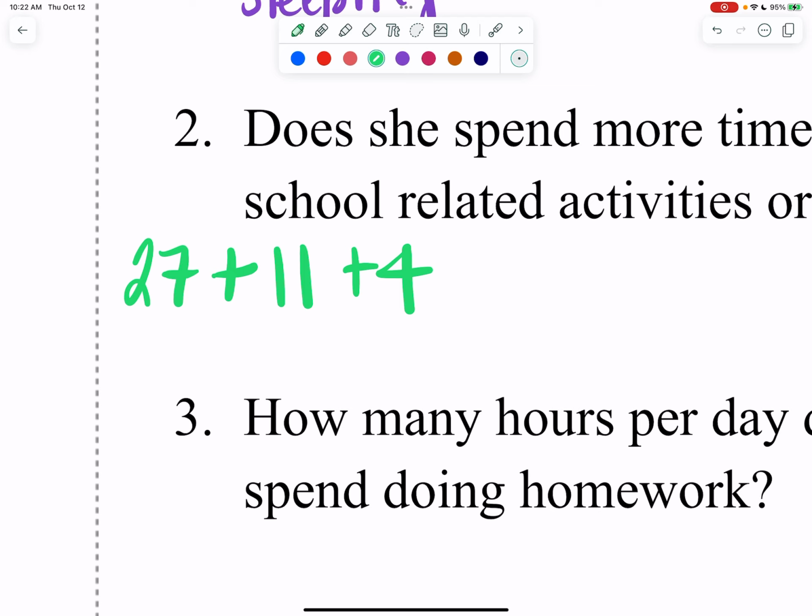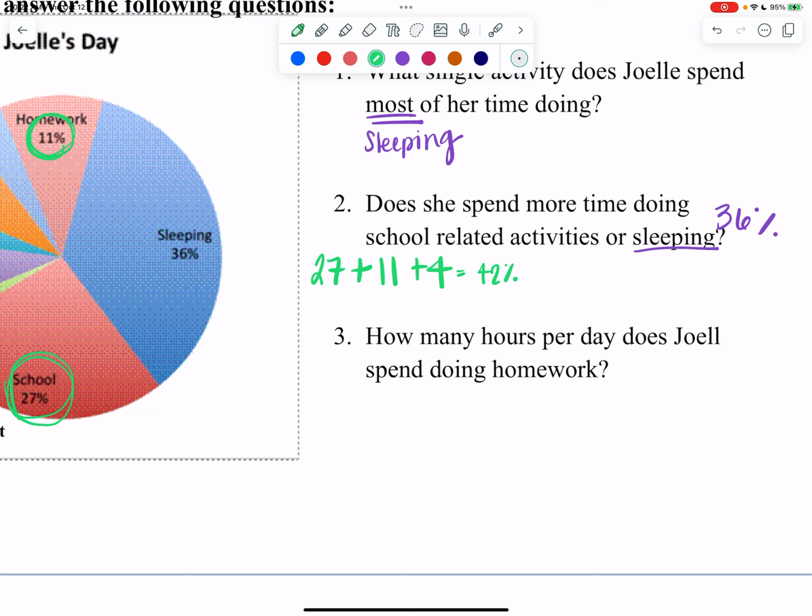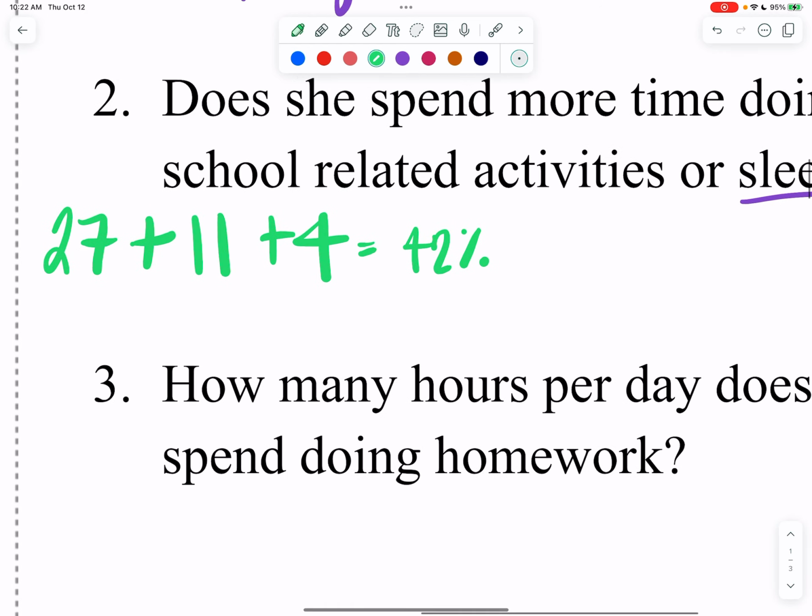27 plus 11 is 38, and 4 is 42. So it looks like Joelle spends 42% of her time doing things related to school, 36% of her time sleeping. So definitely spends more time on school-related activities.